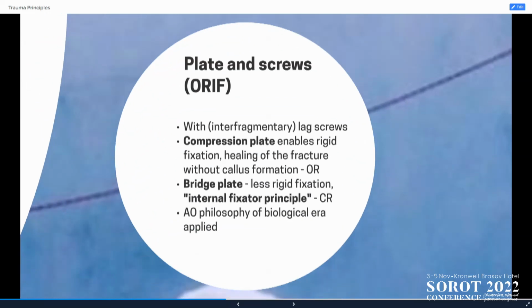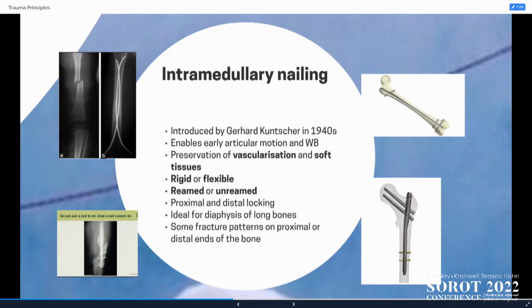Plate and screws as part of open reduction internal fixation. It's usually with interfragmentary leg screws. We can use the compression plate, the bridge plate, and AO philosophy in the biological era is applied there.